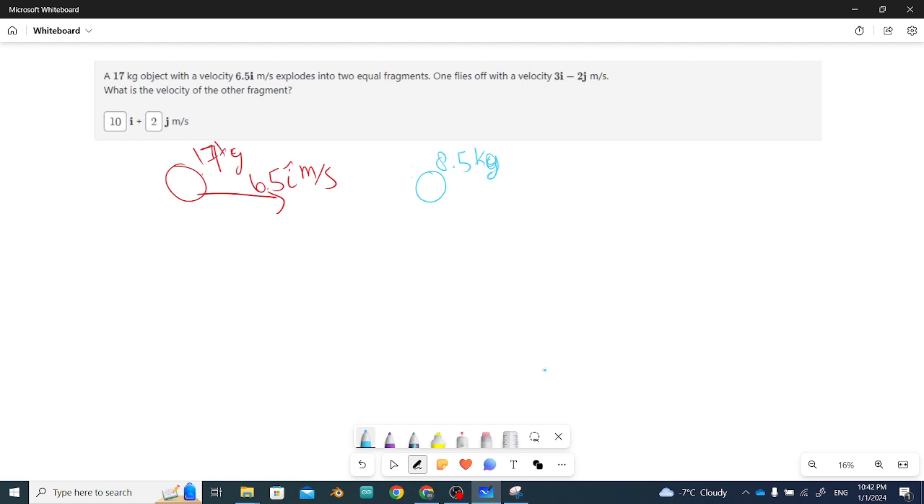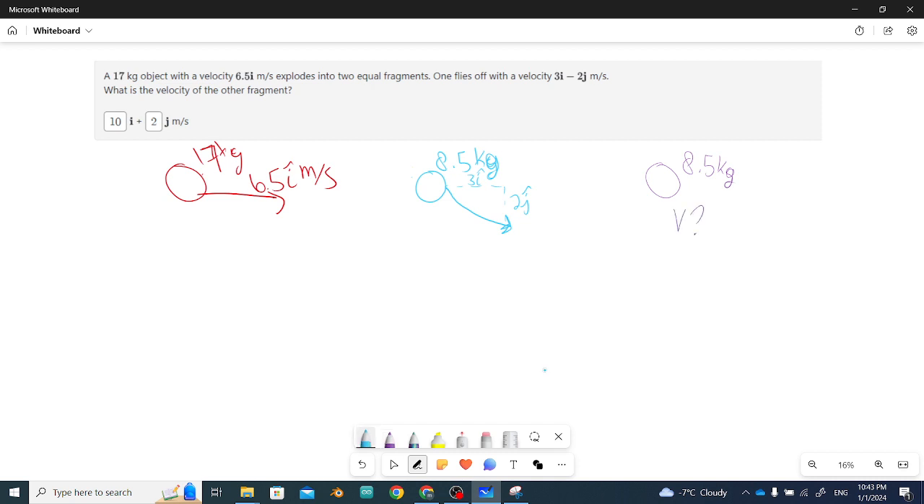So one flies off with a velocity 3i minus 2j. Let's draw that. So 3i, let's say, and then that would be like 2j, something like this. Okay, so that will be 3i, and that will be 2j. And then the velocity of the other fragment. So we'll have another fragment here, 8.5 kilos, and we want to know its velocity.